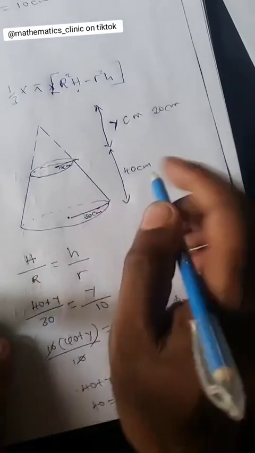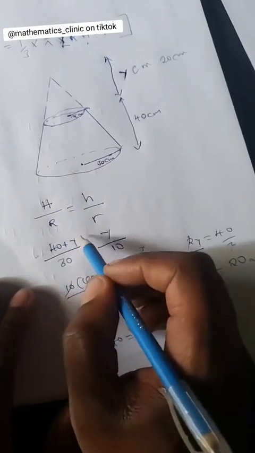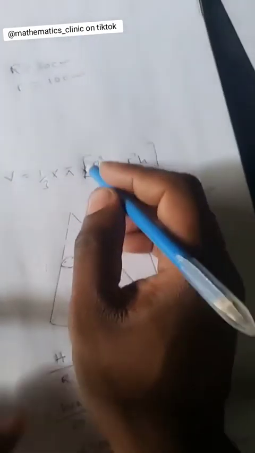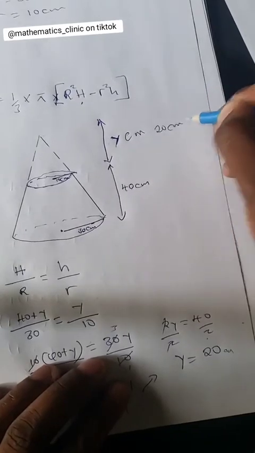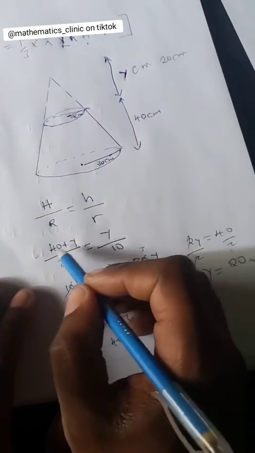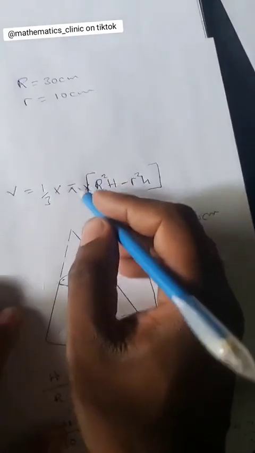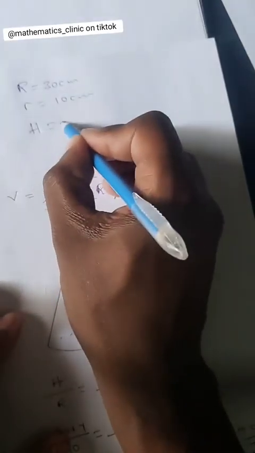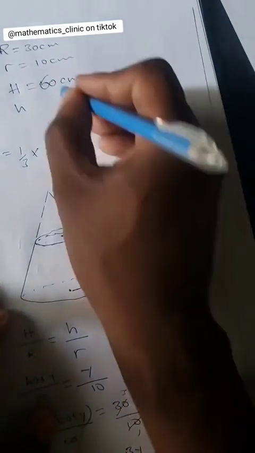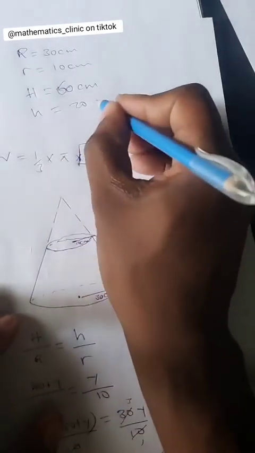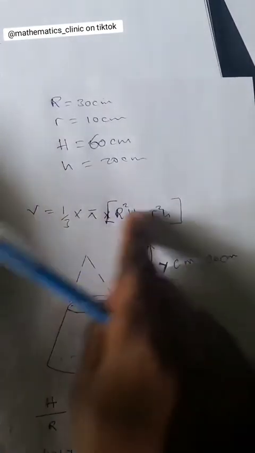Making now our bigger height, because our bigger height is 40 plus y, so it will be 40 plus 20. So our bigger height will be 40 plus 20, which is 60 centimeter. Then what about the small height? The small height is 20 centimeter. After we have managed to get that data, we replace in the volume formula.